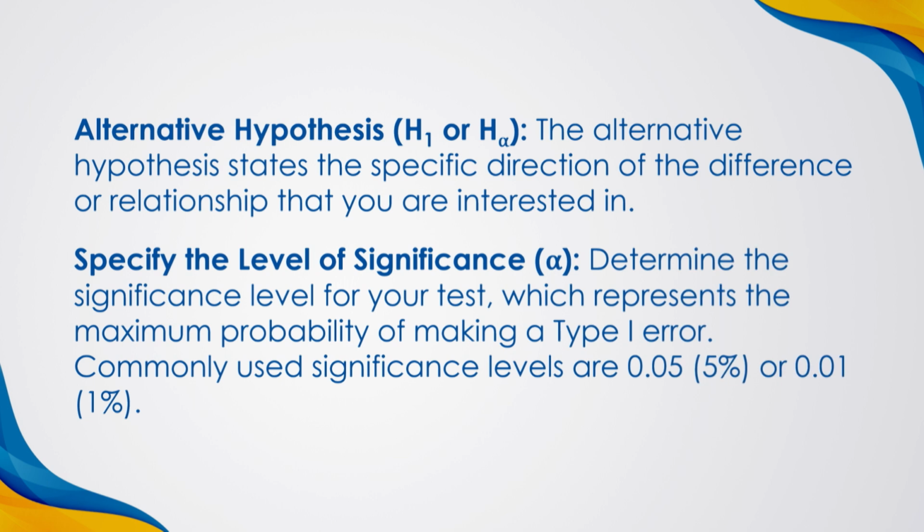Specify the level of significance alpha. Determine the significance level for your test, which represents the maximum probability of making a type 1 error. Commonly used significance levels are the 5% level of significance, that is 0.05, and the 1% level of significance, that is 0.01.